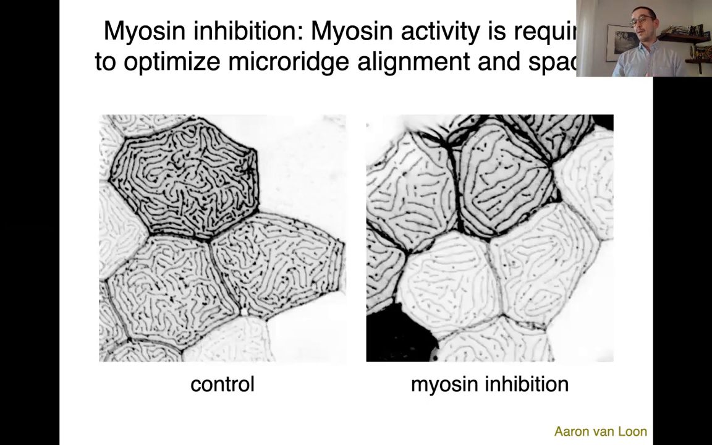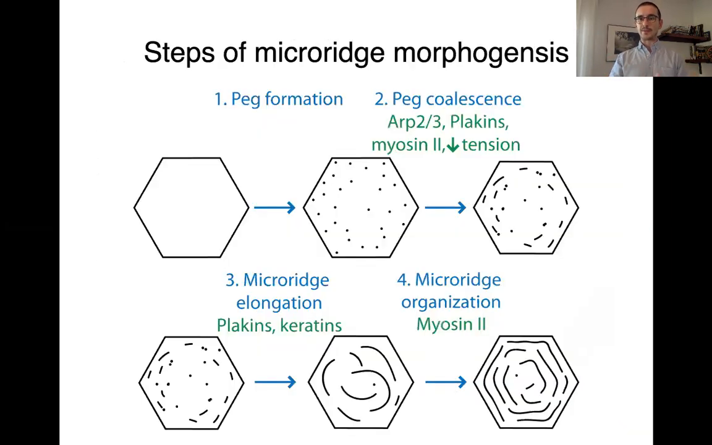But if we inhibit myosin activity late, we find that microridges form normally, but they don't get arranged into these really beautiful, well-spaced maze-like patterns, telling us that myosin activity acts at a later step to organize and arrange these microridges. So it's through experiments like this that we've been able to break down this morphogenetic process into multiple steps. And we started to just know a little bit about some of the molecules that are involved in these steps. But there's still so much more to know.